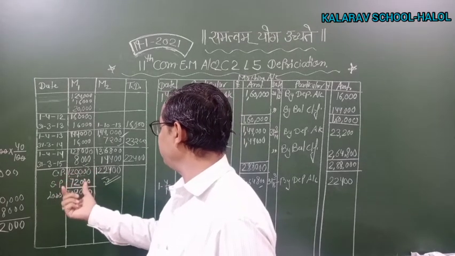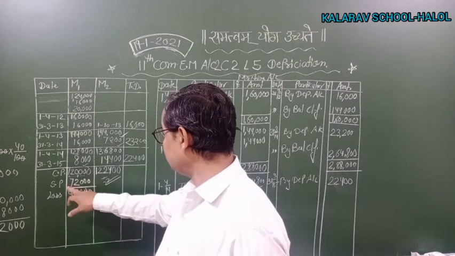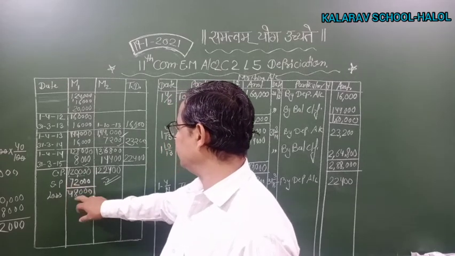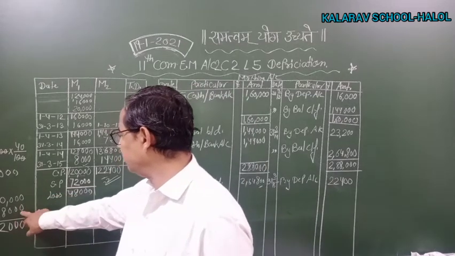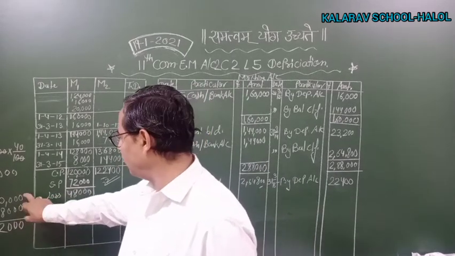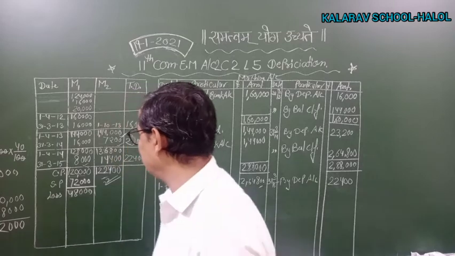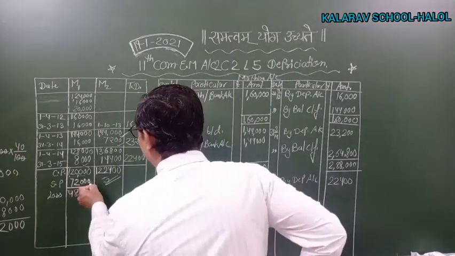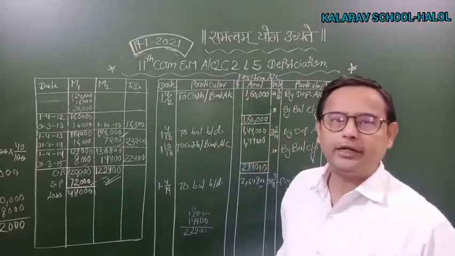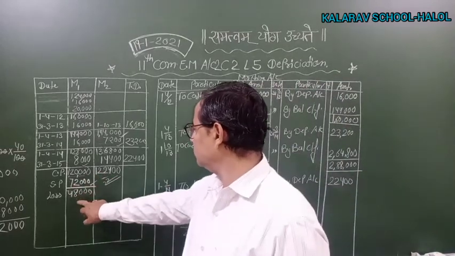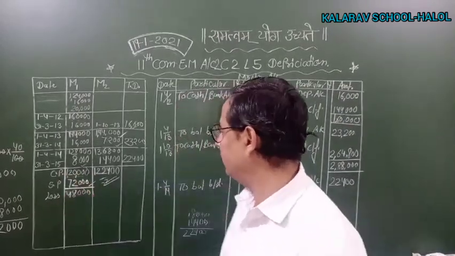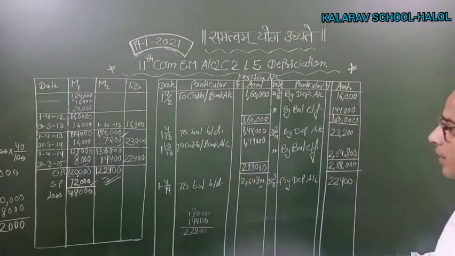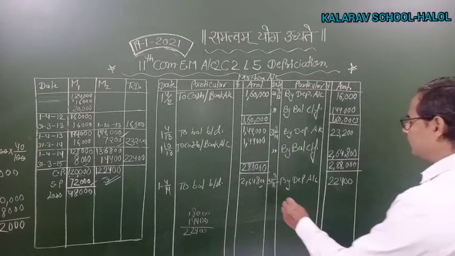So 40% of 1,20,000 is 48,000. This much loss has occurred. It means if you subtract the 40% loss from 1,20,000, you will get 72,000. That means the selling price of the machine is 72,000, and 48,000 is the loss. So now 2 more entries will come.